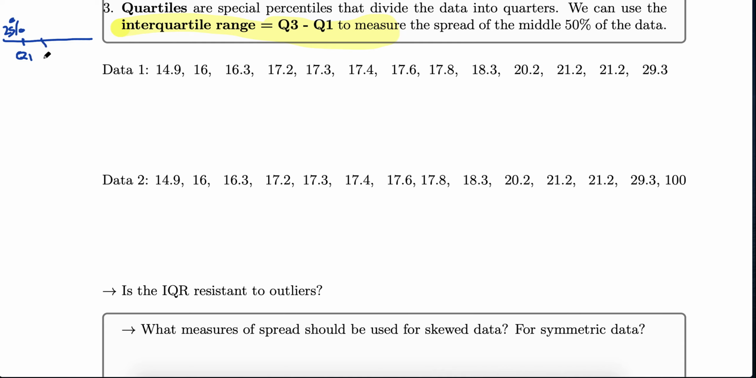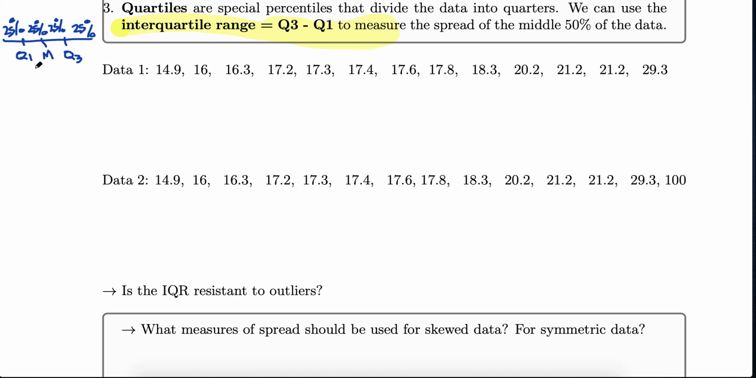We've got our second quarter, which is the same thing as the median because it has 50% below it, 2 quarters, and 50% above it. So that's our definition of median. And then the third quartile breaks it into another 25%, so 75% below, 25% above. So this is what we mean by quartiles, breaking the data up into 4 pieces or quarters.